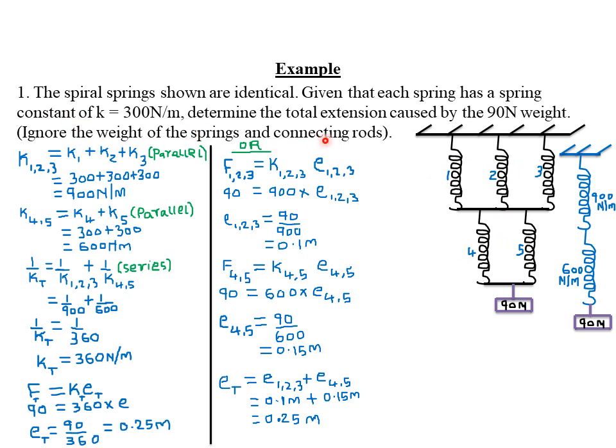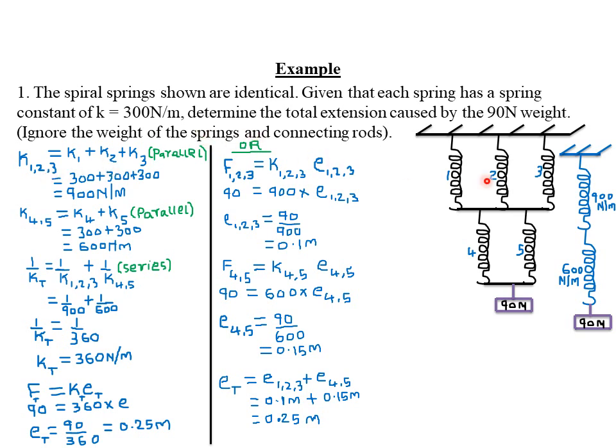the connecting rods. Because they want us to determine the total extension, and we know from Hooke's law that force is equal to Ke, to find the total extension we need to find K, and we also need the weight, W. From the question we are given the weight, which is 90 Newton. So our task is to first find the spring constant. There are two approaches. Let me start with the first one.